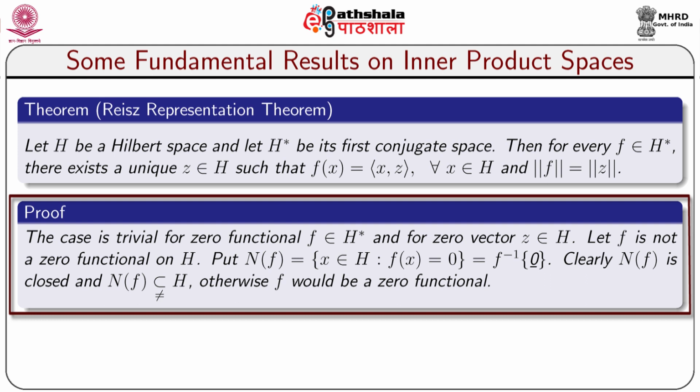The proof looks like this. The case is trivial for the 0 functional f belongs to H star, and for the 0 vector z belongs to capital H. Let f be not a 0 functional on H. Put N_f equal to the collection of all such elements x belongs to H such that f(x) is equal to 0, which is equal to f inverse of 0. The set N_f is the null space of f. Clearly, N_f is a closed subspace of H and N_f is a subset of H which is not equal to H. Otherwise, f would be a 0 functional if N_f equals H.